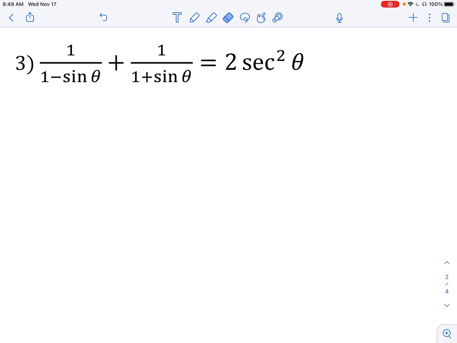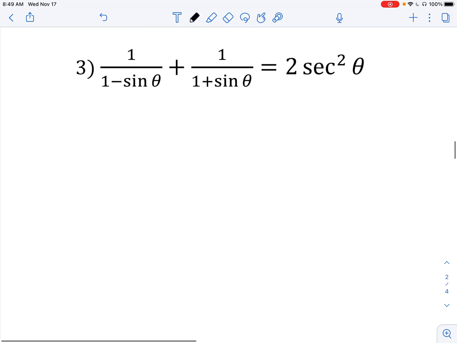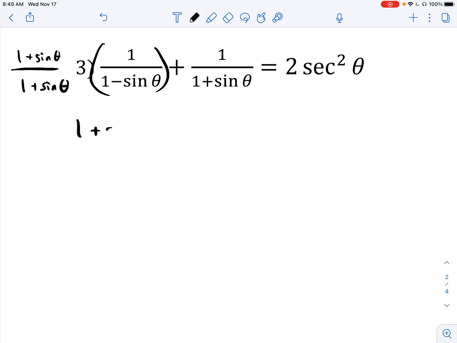All right, let's try one where we actually want to combine some fractions here. So do kind of the opposite of what I showed in a few other examples. So there's a couple of ways that we could go about doing this. One option is to just combine these fractions so that I have the same denominator. That is to say, I'm going to multiply this by 1 plus sine theta over 1 plus sine theta. So that would give me 1 plus sine theta. And in the denominator, 1 plus sine theta times 1 minus sine theta, well, that's just 1 minus sine squared theta.